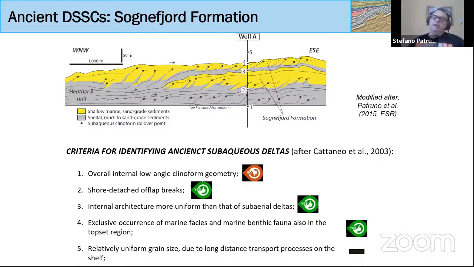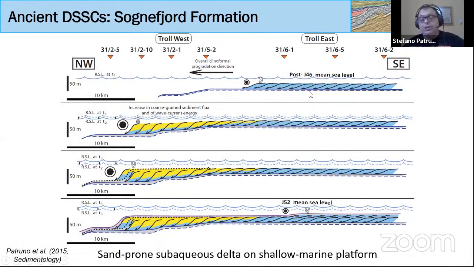The Sognefjord Formation, which was part of my PhD, you can see again clinoforms with well-developed topsets, which don't have indications of subaerial facies. They are short, detached, with offlap breaks, more or less consistent internal architecture, which is more alike to that of a subaerial delta, and exclusive occurrence of marine facies. So it's a series of evidence that, again, still tentative, but that can be more relatable, for example, to the Spanish shore-detached sand bodies. And this is what we published as an idea of evolution of the Sognefjord Formation.